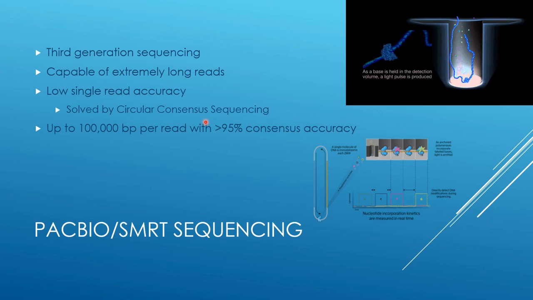PacBio sequencing is able to do this because each DNA strand is in a well called a zero mode waveguide, and there's a DNA polymerase attached to the bottom of each one and a light at the bottom of each ZMW. And also this can perform sequencing in real time and read the data.